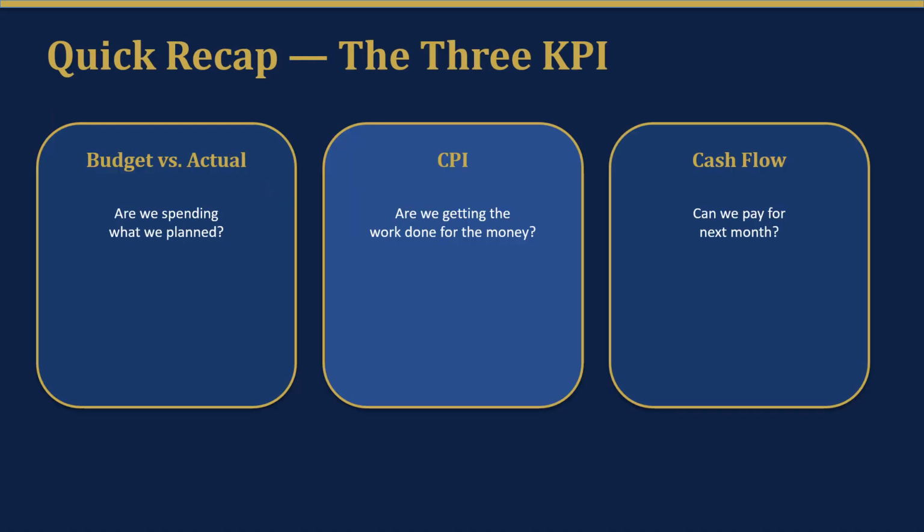First, a quick recap. You learned 3 KPIs in Lesson 1. Budget versus actual answers: Are we spending what we planned? Cost Performance Index, or CPI, answers: Are we getting the work done for the money we've spent? And cash flow answers: Can we pay for next month? Your dashboard combines all 3 into one page so you can see which jobs need attention.